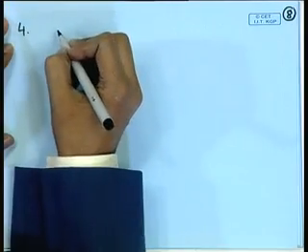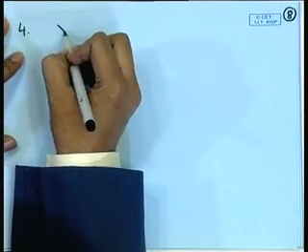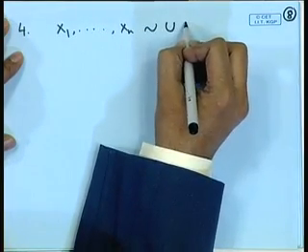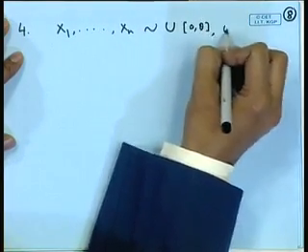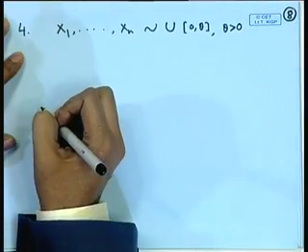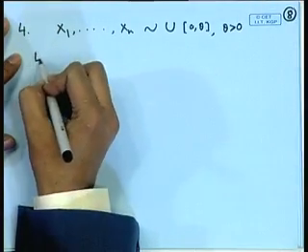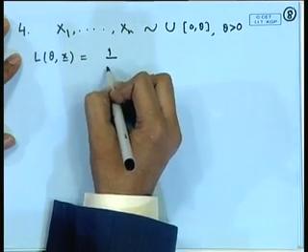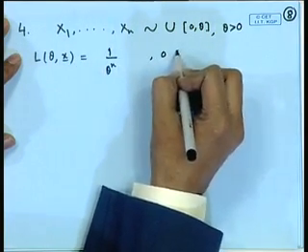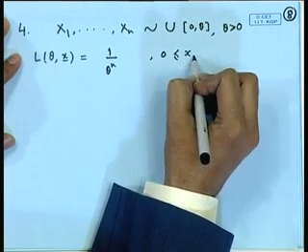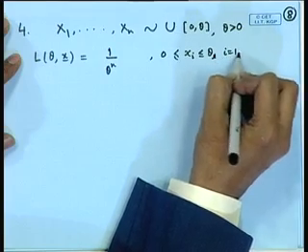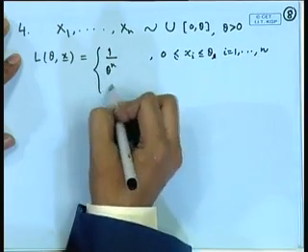Let us take another example where this process of argument does not seem to work. Let us consider a random sample from the uniform distribution on the interval 0 to theta, where theta is a positive real number. Here the likelihood function is simply 1 by theta to the power n for 0 less than or equal to x i less than or equal to theta, for i equal to 1 to n. It is 0 otherwise.